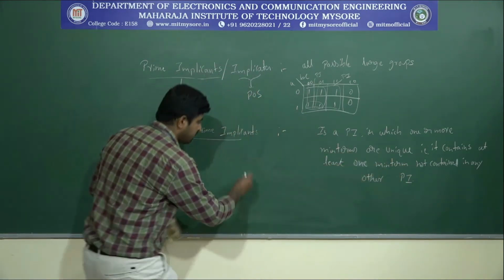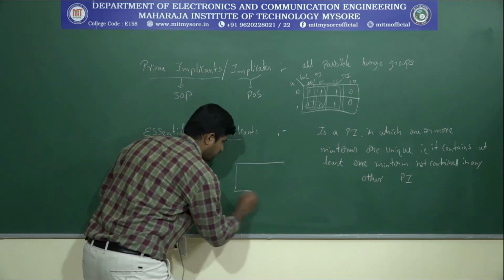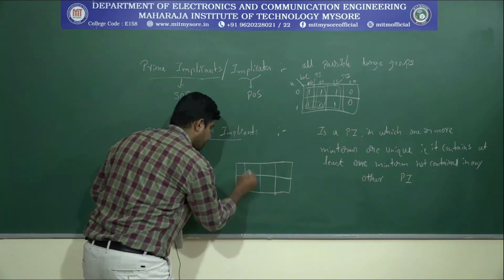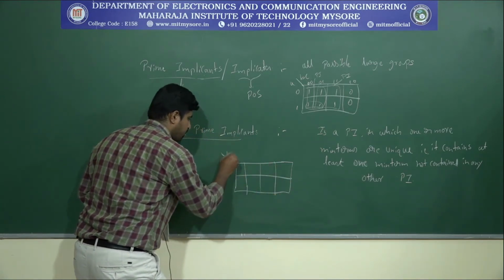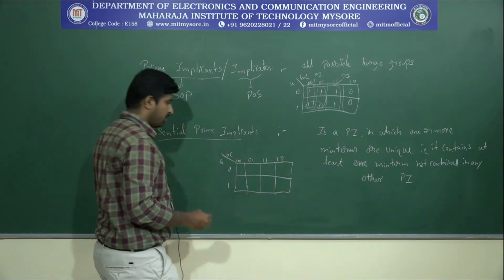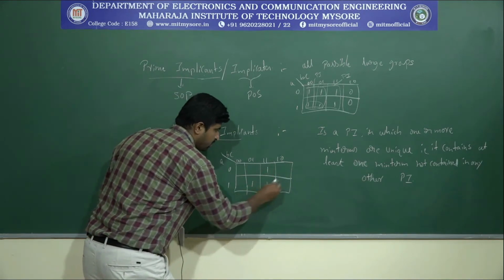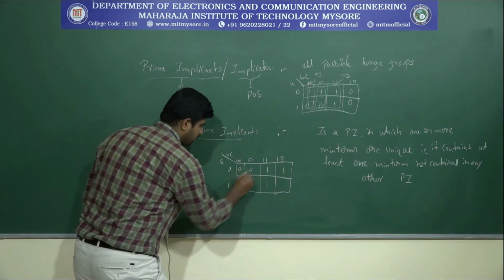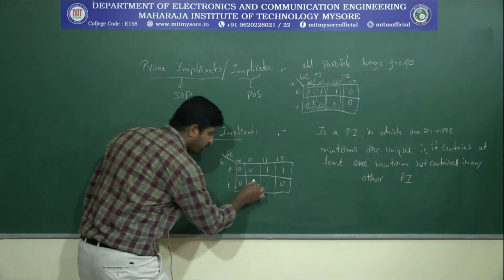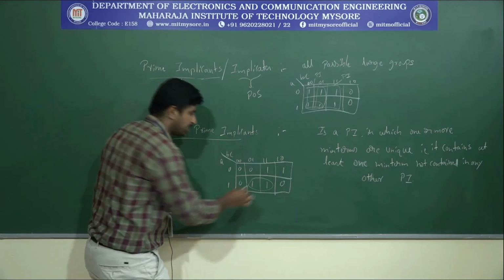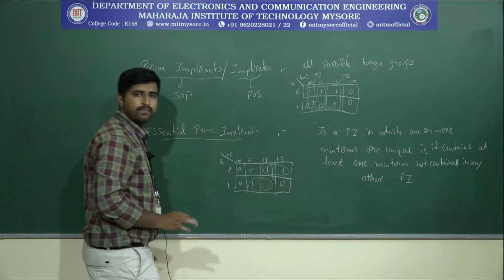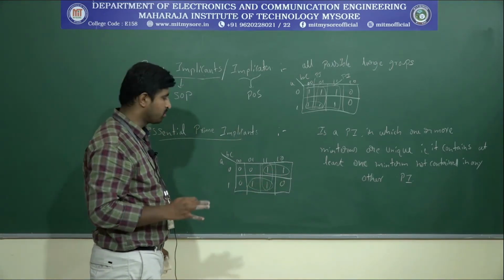So let's consider a 3 variable K-map, assuming we have logic ones like this, and the remaining are 0. Now we have to group. So what are the possible groups? These two can be grouped, and these two can be grouped, and even these two can also be grouped. These are the possible groups of two cells.